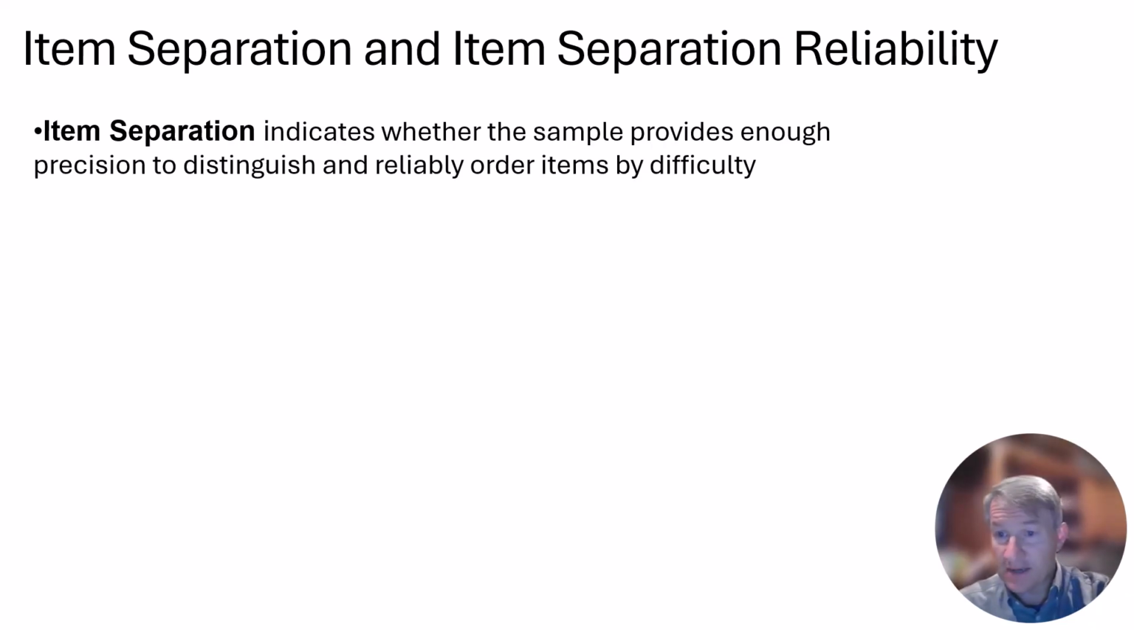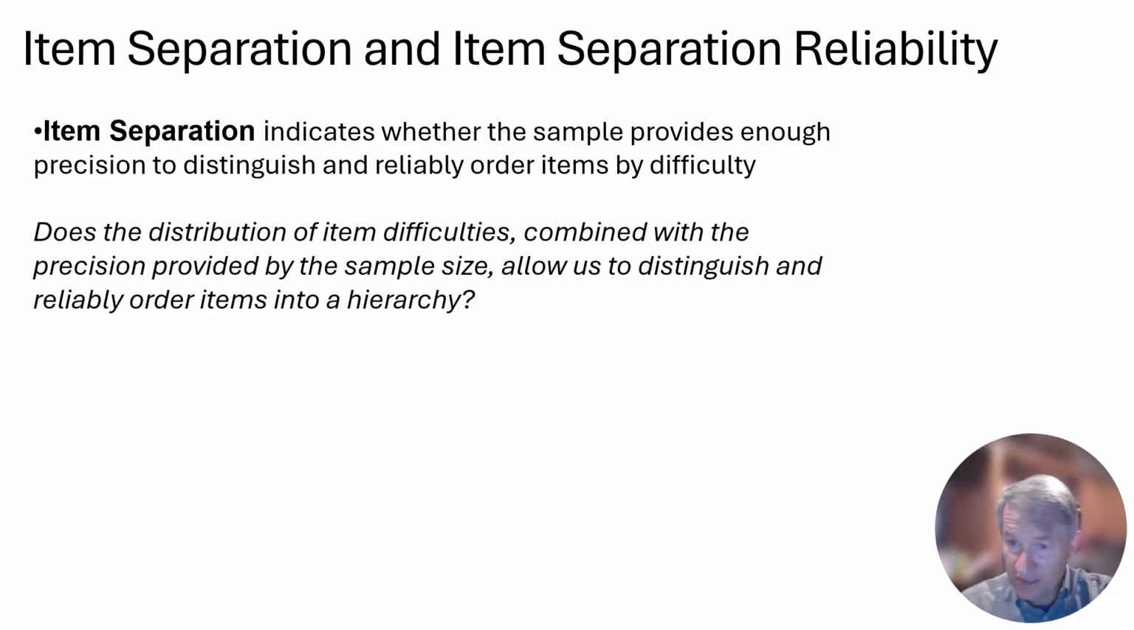The first is item separation. Item separation is an indicator of whether the current sample provides enough precision to distinguish and reliably order the items by their difficulties. Item separation asks the question: does the distribution of item difficulties combined with the precision provided by the sample size jointly allow us to distinguish and reliably order items into a hierarchy?